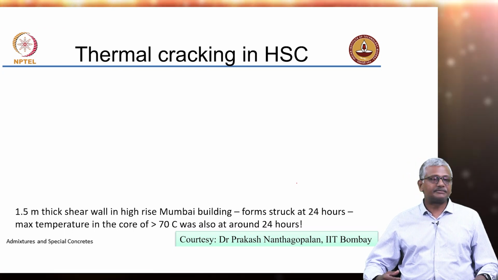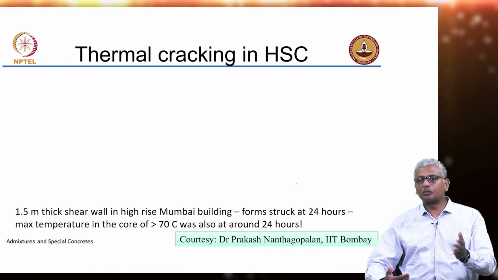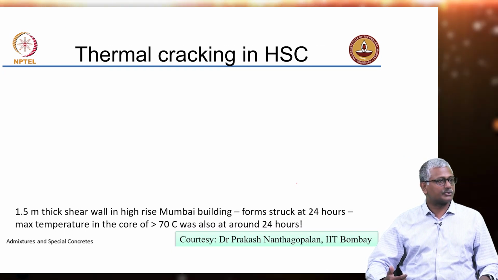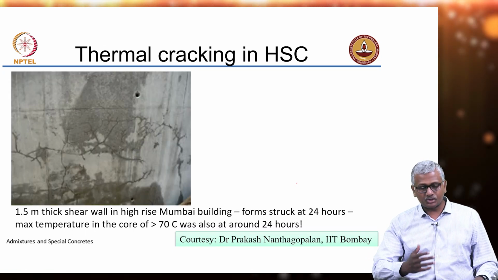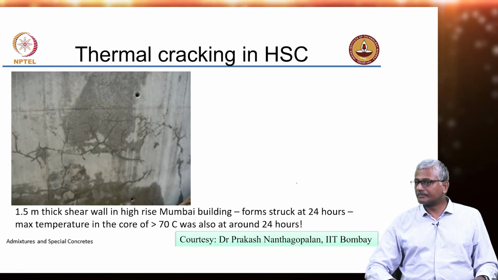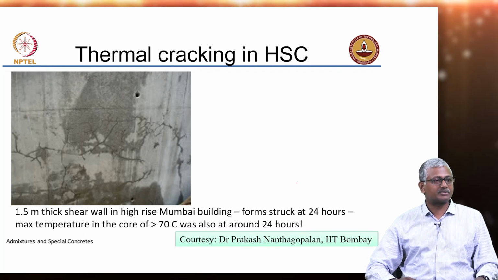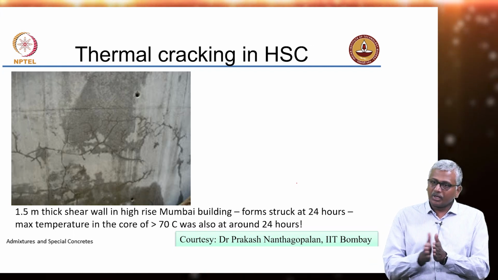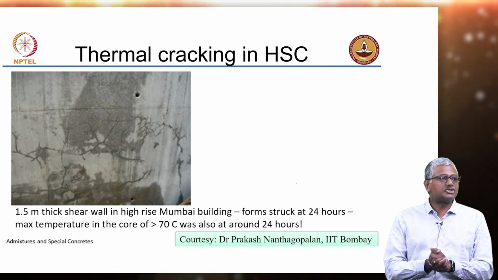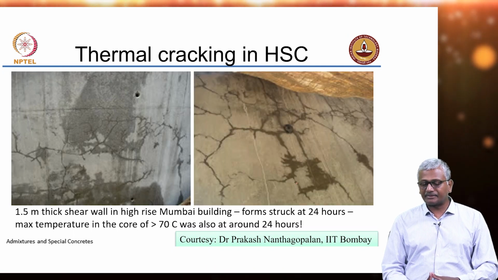So, what happened? The surface got cooled very rapidly. The core was still at 70 degrees Celsius. So, you have extremely high thermal stresses, and that leads to cracking on the surface. So, you start forming cracks on the surface. Thermal cracking on the surface happens because of temperature gradients caused by quick cooling of the surface and retention of heat at the core. So, you can see the kind of cracks that were created.